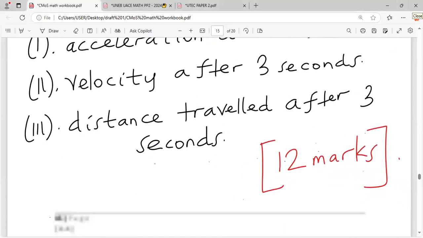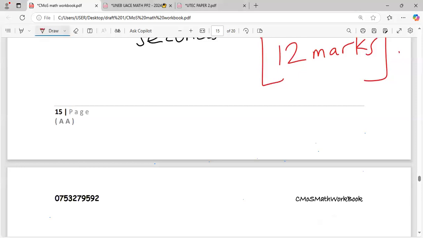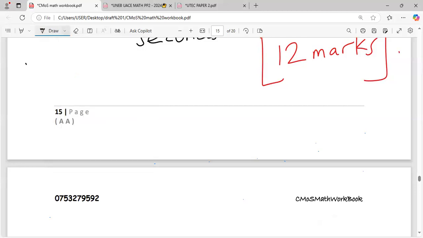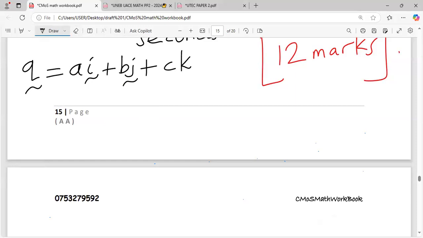You people, this is what I mean. For example, when you have your vector, maybe vector Q, Ai plus Bj plus Ck. So Q is now having 3 columns, A, B, then C.